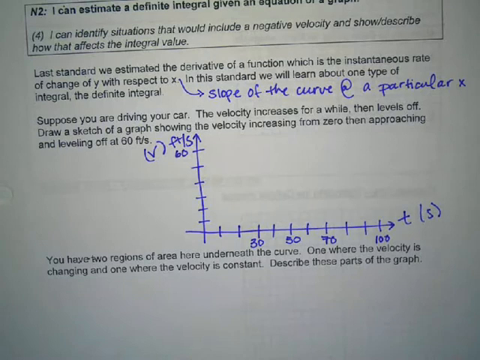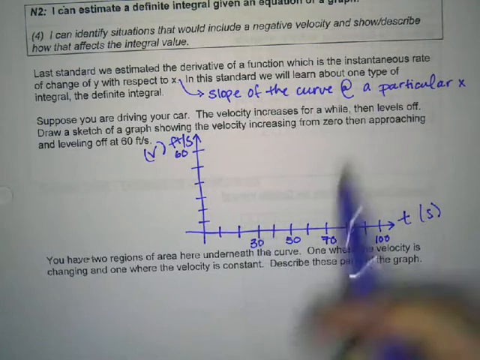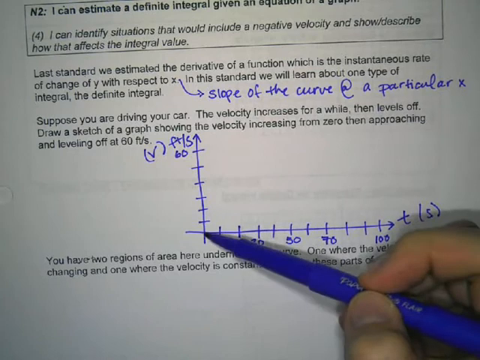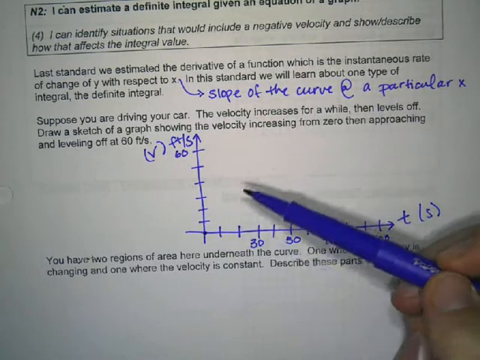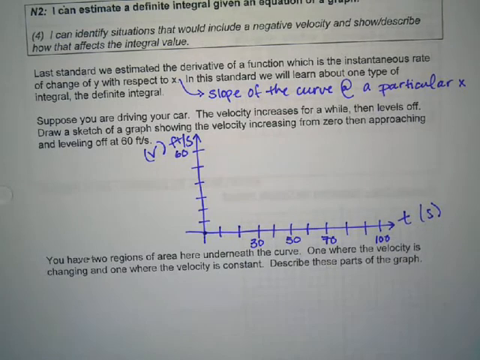All right, it's going to start leveling off at around 30 seconds. So between 0 seconds and 30 seconds, if we start from standstill, what is my graph going to look like? Is it going to be a line? Why is it not going to be a line?